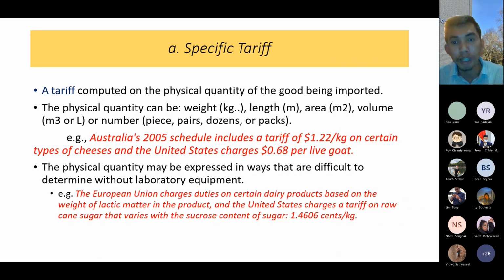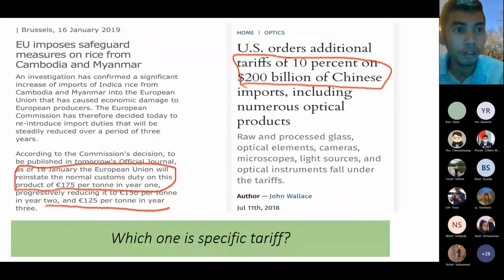The second part of non-AV, let me give you one example. As I said many times, in January 2019, the EU imposed a safeguard measure on Cambodian Indica rice and also rice from Myanmar. An investigation confirmed a significant increase of imports of rice from Cambodia and Myanmar into the European Union that has caused economic damage to the European Union industry. The European Commission has therefore decided today to reintroduce import duty that will be steadily reduced over the period of 3 years.